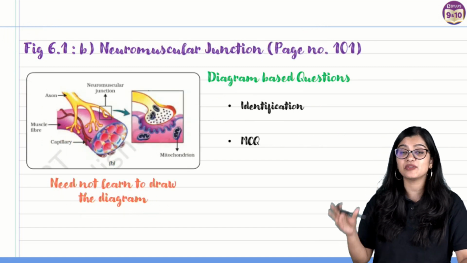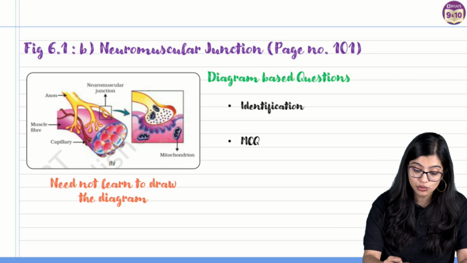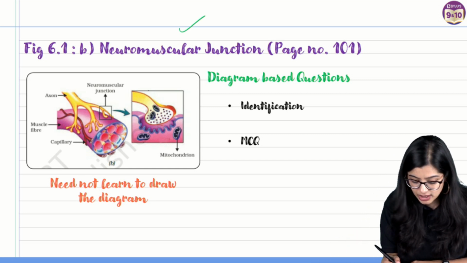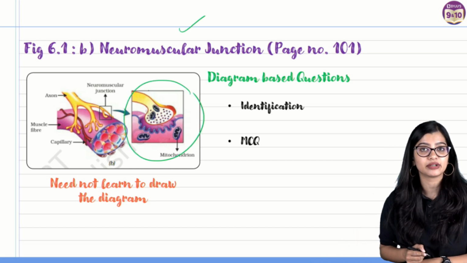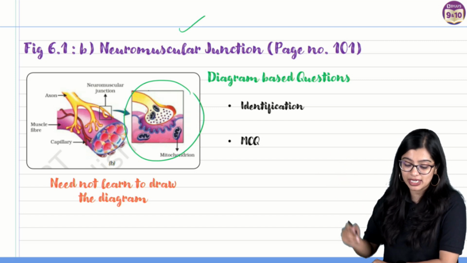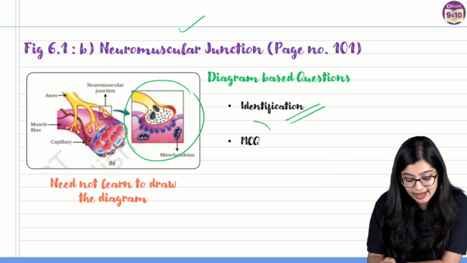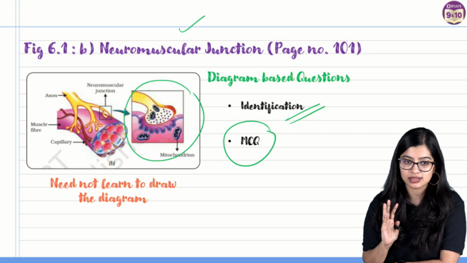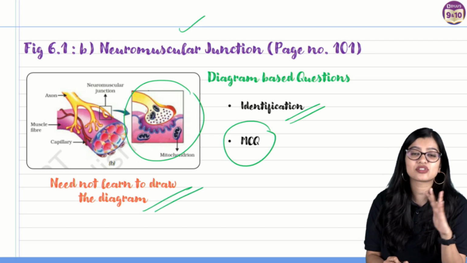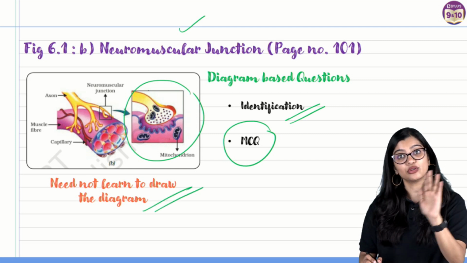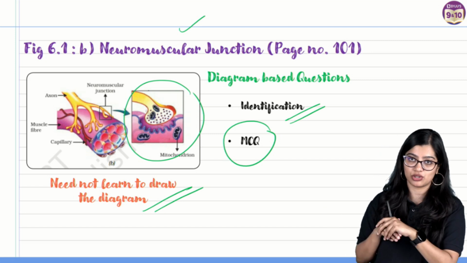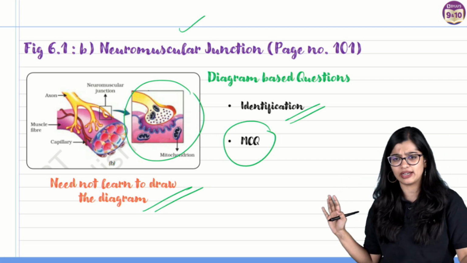Now next up we have 6.1 part B, which is the neuromuscular junction. Now here this portion is relevant because this can come as a diagram based question for identification, and they may ask you an objective question on this. But again, they will not ask you to draw a neuromuscular junction. They'll ask you to draw a neuron but not a neuromuscular junction. Identification is more than enough.